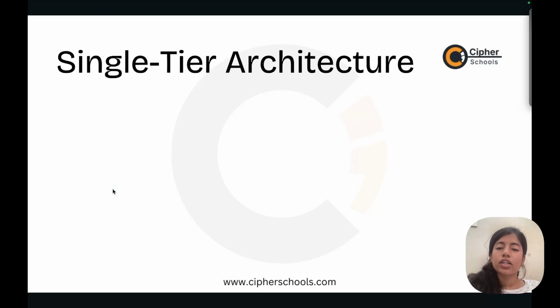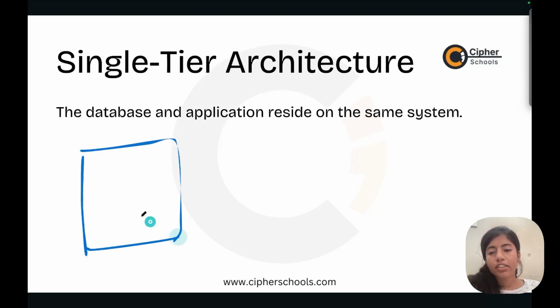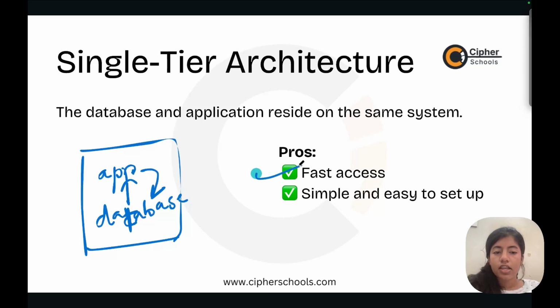In a single tier, the application and database are on the same system. Suppose on my laptop I have the app and the database. My app can easily contact and interact with this database. It is very fast to access and a simple, easy setup, because everything is on one system, and you need not have any server or anything extra.